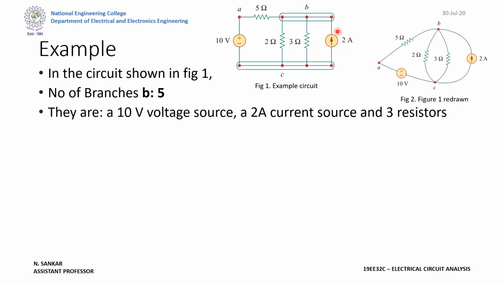And then if you take nodes, this circuit diagram can be redrawn like this, because I said that nodes which are short circuited can be considered as a single node. So this was redrawn like this. Instead of 3 dots, we have only one dot connecting 5 ohm, 2 ohm, 3 ohm and 2 ampere to a single point.